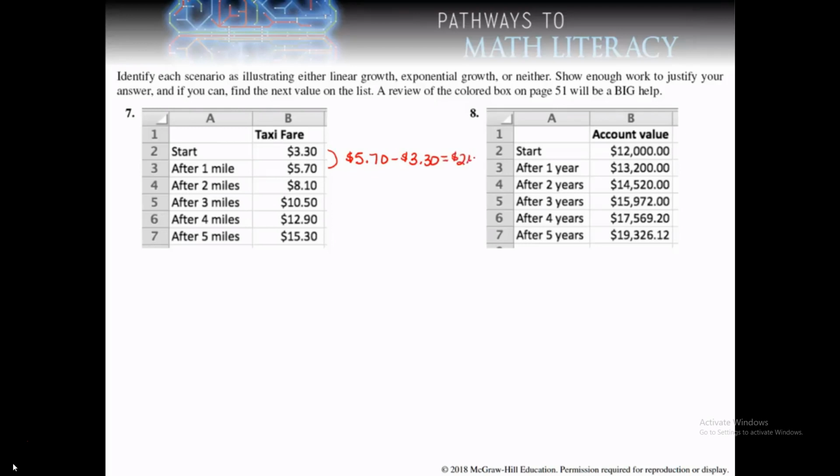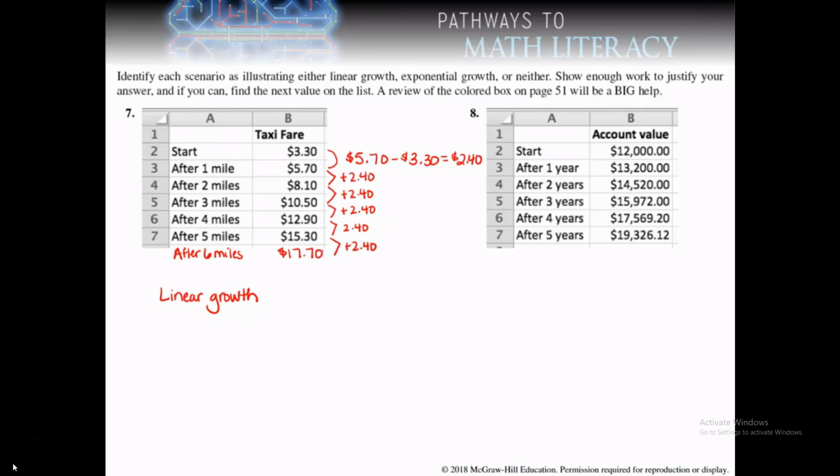And so the question is, does that keep working from there? If I take 5.70 and add $2.40, do I get $8.10? And yes, I do. Does it work from there? If I add it to $8.10, do I get 10.50? Yes, I do, and so on. And if we check that all the way down, it does keep working. That makes this linear growth. And then to find the next value in the list, after 6 miles, we would add another $2.40, and that would give us $17.70.